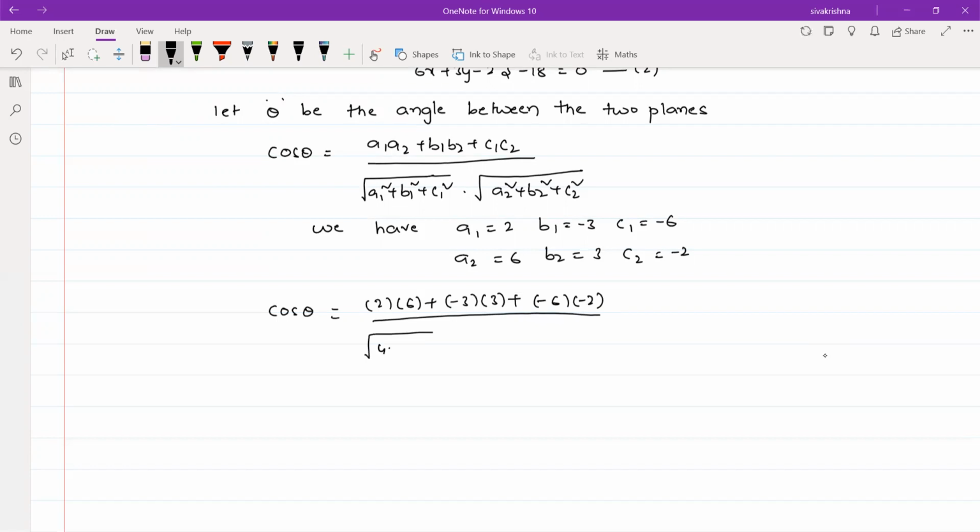A1 square is 4, plus B1 square 9, plus C1 square 36, into root of A2 square 36, B2 square 9, plus C2 square 4. So this is equal to 2 sixes are 12, minus 3 threes are 9, plus 12, by root 49 into root 49. So 12 minus 9 is equal to 3, 3 plus 12 gives 15. So 15 by root 49 into root 49 is nothing but 7 into 7, so the answer is 49.